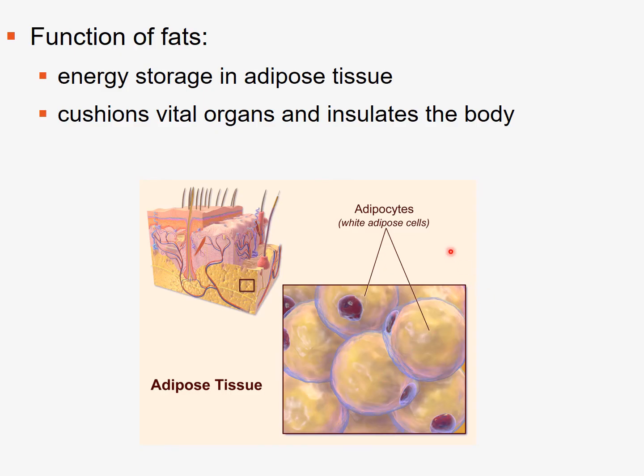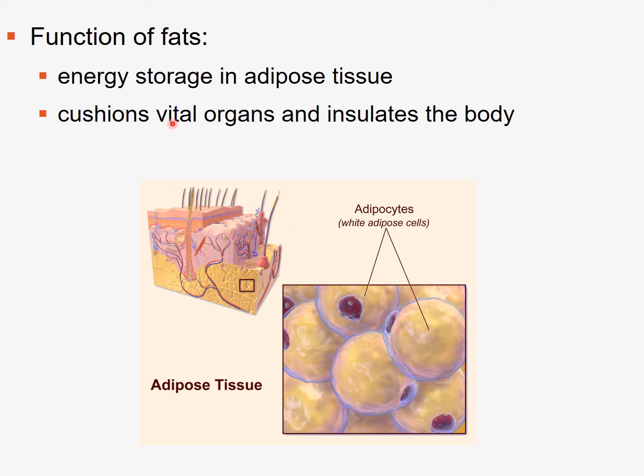Now, the function of fats is mainly energy storage, and in animals it's stored in the adipose tissue, which is our fat tissue, and fats provide a lot more energy than carbohydrates. Fats can be unhealthy too. If you eat a lot of saturated fats and cholesterol, it can cause atherosclerosis, which causes hardening of the arteries or blockages within the arteries and can be fatal.